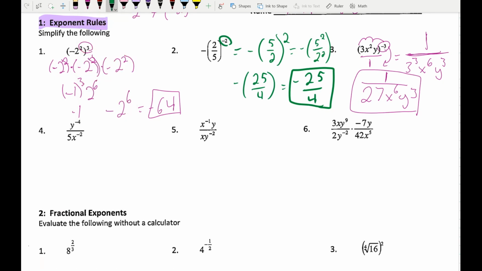Number four, we have negative exponents. And so each thing that has a negative exponent on it is going to flip. But the 5 does not have a negative 2 on it. The negative 2 as an exponent is on the x, but not on the 5. So we're going to keep the 5 where it is, and we're going to flip the x to the negative 2 to the top, and we're going to put the y to the negative 4 to the bottom. So it becomes x squared over 5 y to the fourth. And that's it.